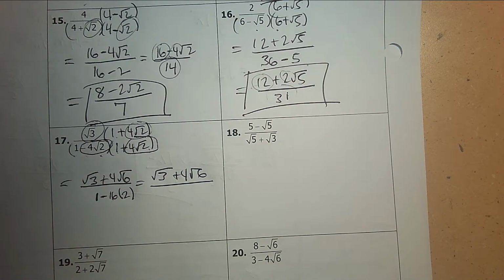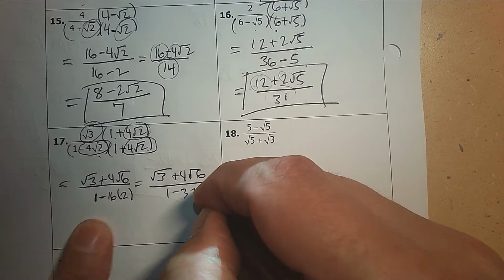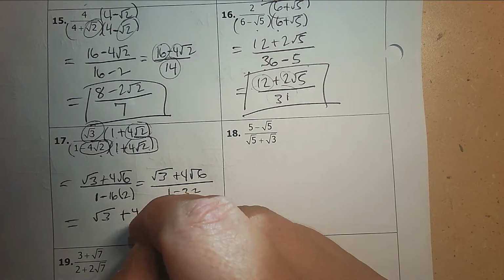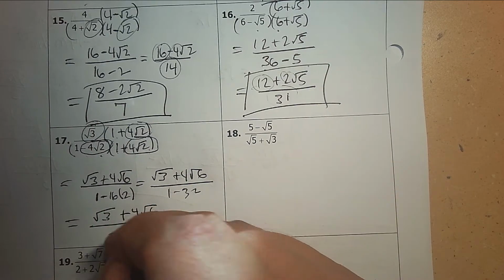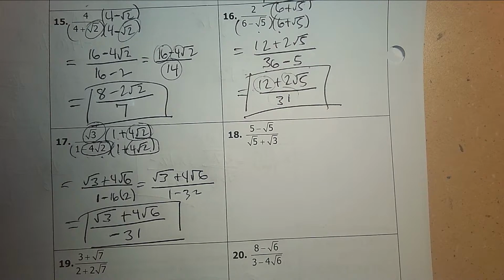Do you see how I multiplied 4 root 2 times 4 root 2? 4 times 4, right? There's the negative 16. Root 2 times root 2 is 2. I know you know this, that 16 times 2 is 32. So you have root 3 plus 4 root 6 all over negative 31. And there's nothing to simplify that.